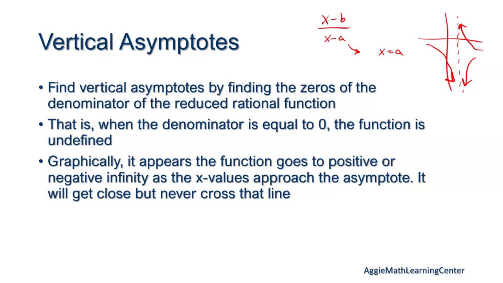So when the denominator is 0, the function is undefined, which means that there are not going to be any x values that satisfy that are real numbers. And then what I showed above is when the function goes to positive or negative infinity as the x values approach the asymptote.